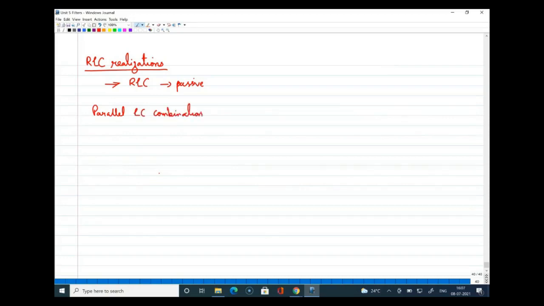Parallel LC combination is often called a tank. So if you look at the circuit, it will be an L and C connected in parallel. So this is an L and this is a C. These two are connected in parallel, right? Now, what I want you to do is find the impedance seen from this side. If there is L and C in parallel, how can you write the input impedance of this? Input impedance is nothing but the impedance seen from the input side.